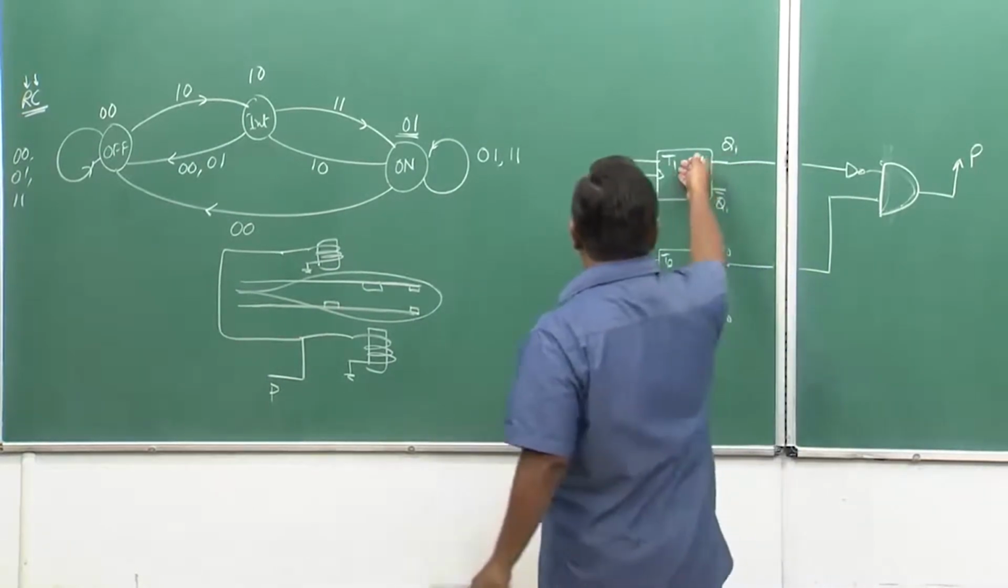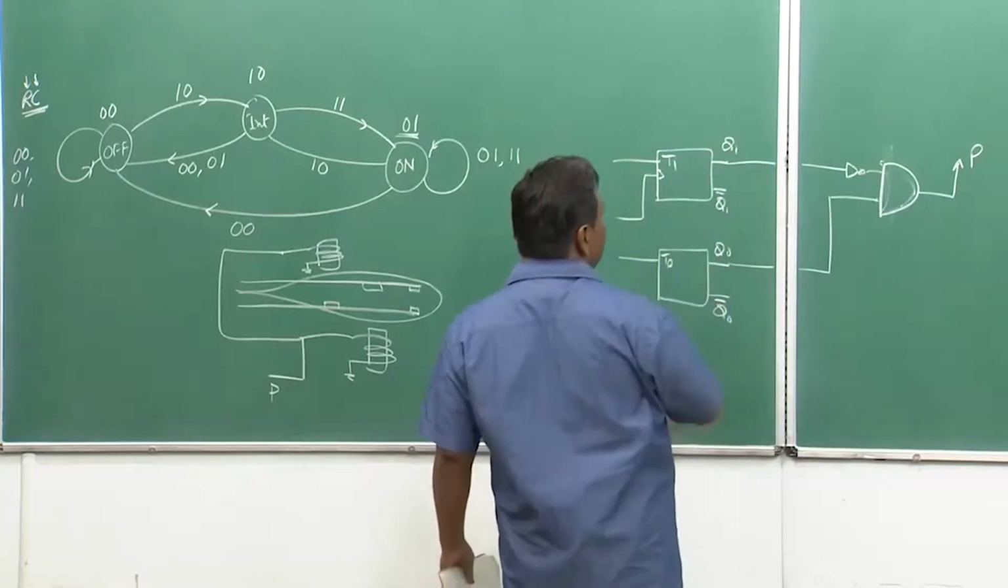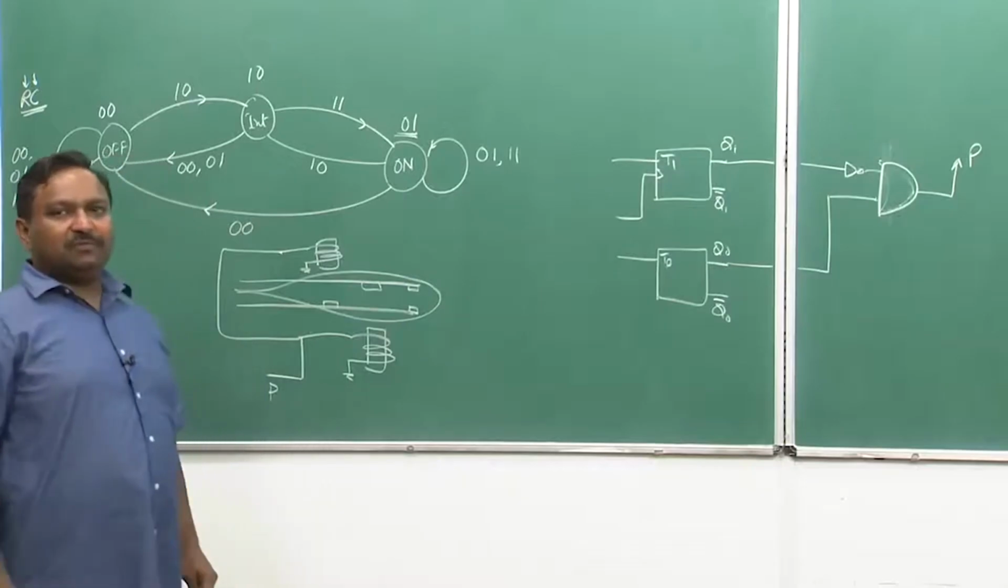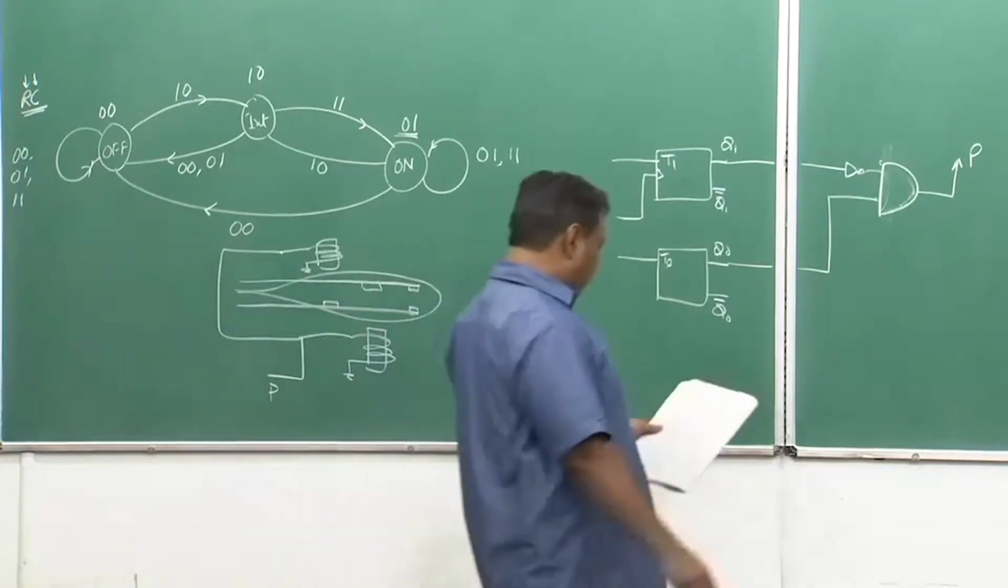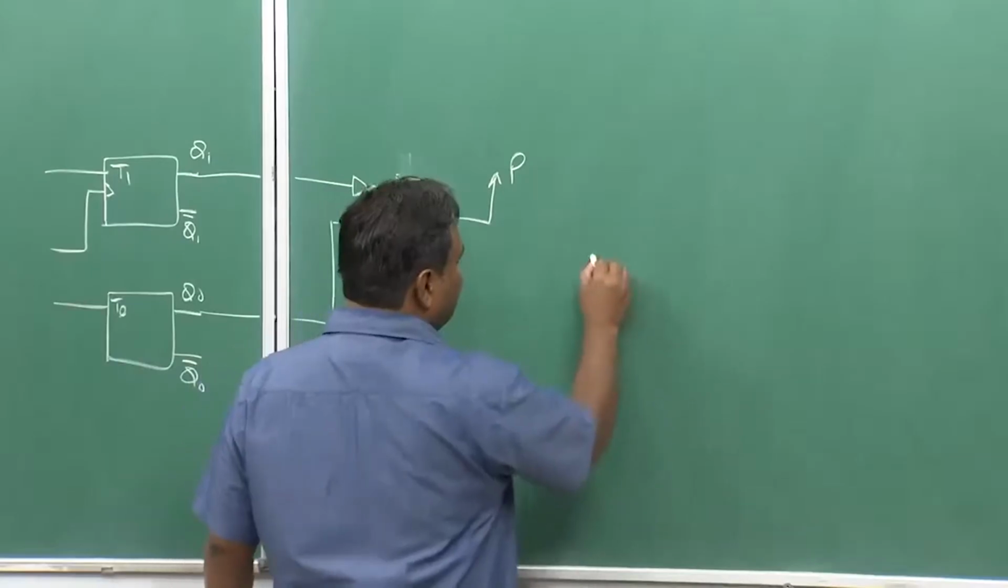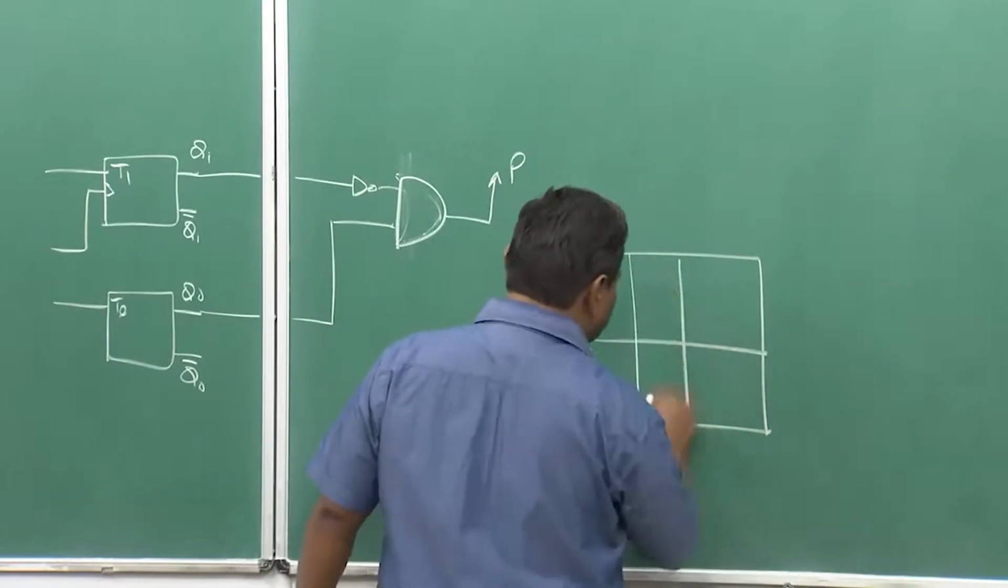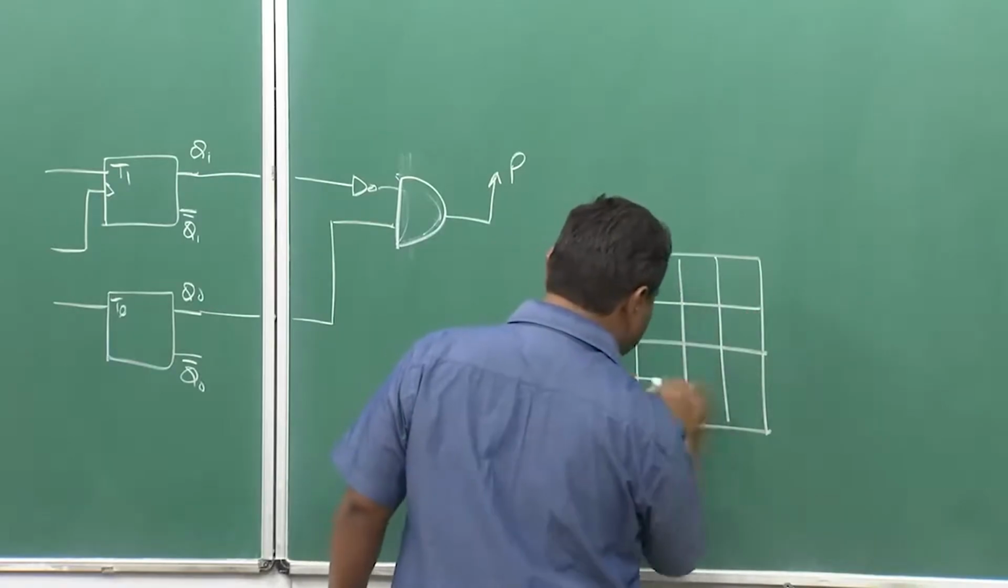Now I can build up the rest. I need to just estimate what the toggle values will be depending on the current state of these flip flops and what my input is. So, I can draw a Karnaugh map for this. It is actually elementary, but let us do it.